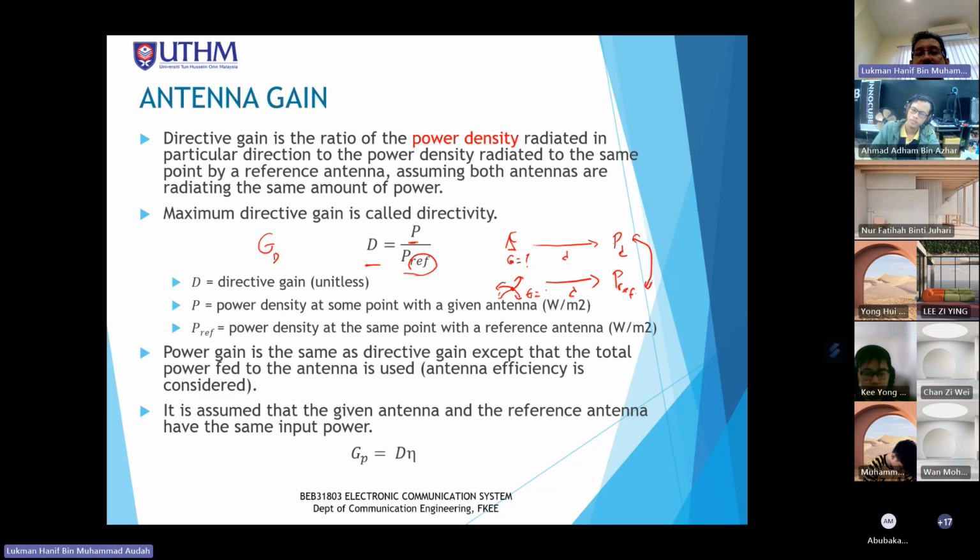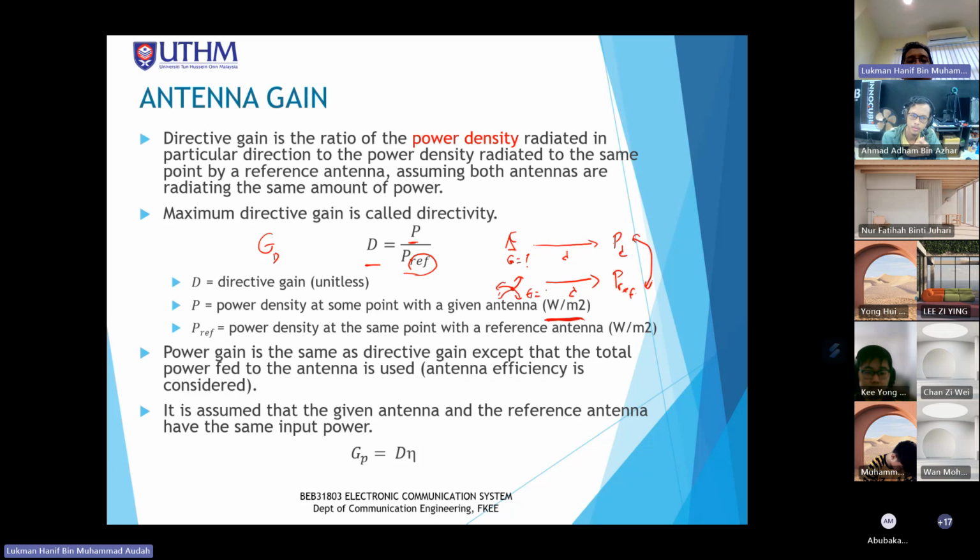The ratio of the power density of a real antenna divided by the reference power density of the reference antenna at the same distance is what we call GD. Power density is watts per unit area. So actually we are comparing two different kinds of antenna, the real antenna and the reference antenna, and normally for the reference antenna we use the isotropic antenna.